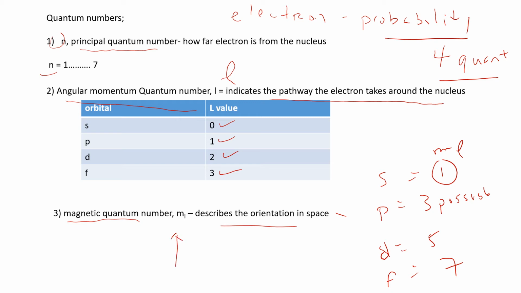Remember, for p, just quickly here, it can be along the y axis, like this will be a py orbital. So ML will be a different value for that one. It does tell you the orientation in space. For px, you'll have a different value for ML, etc. It goes from negative L to L. We'll talk about that in terms of the values. Again, it depends on whether L is 0, 1, 2, or 3.